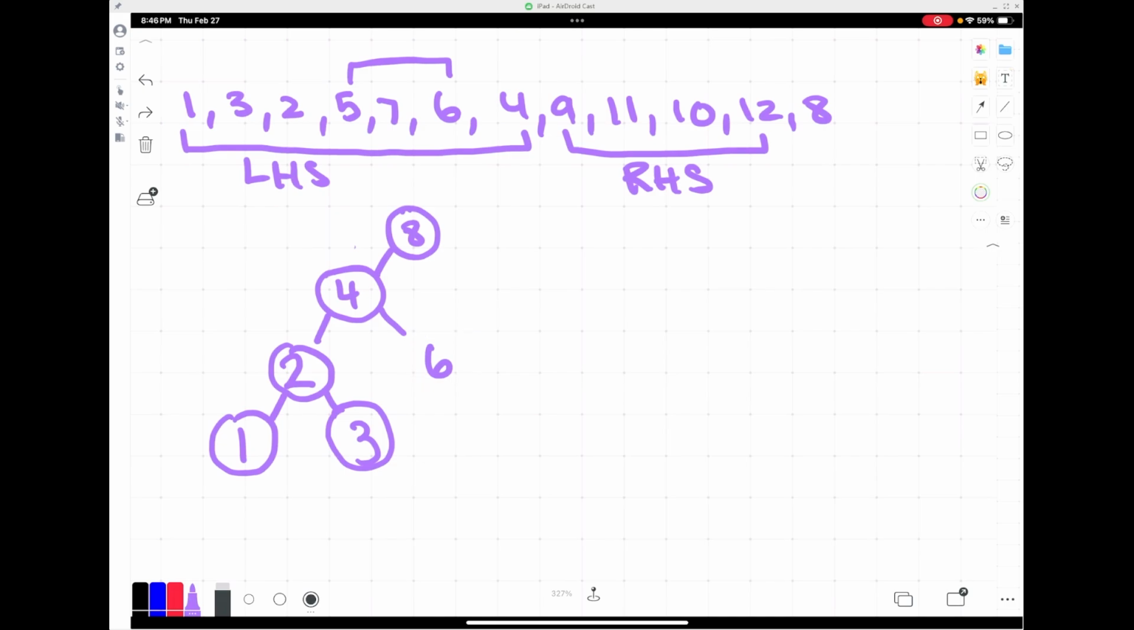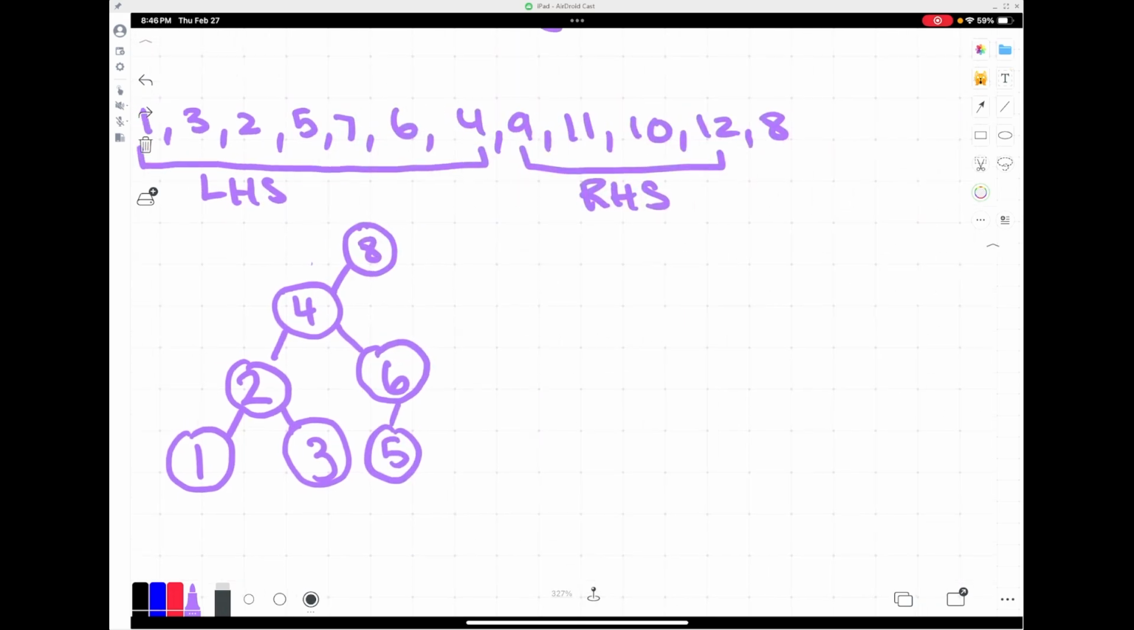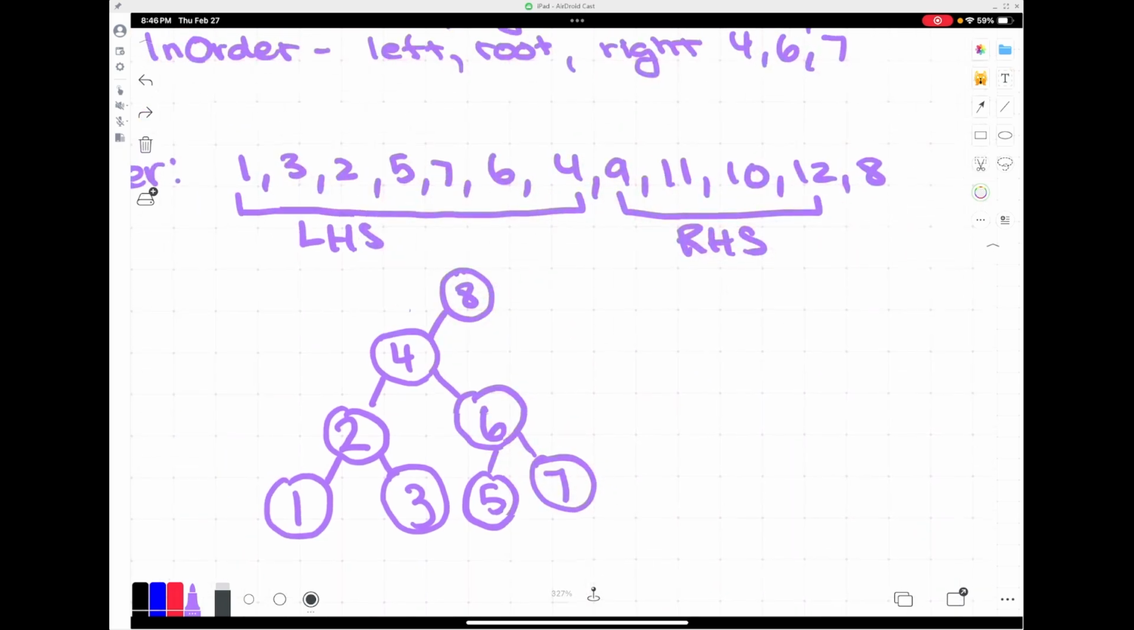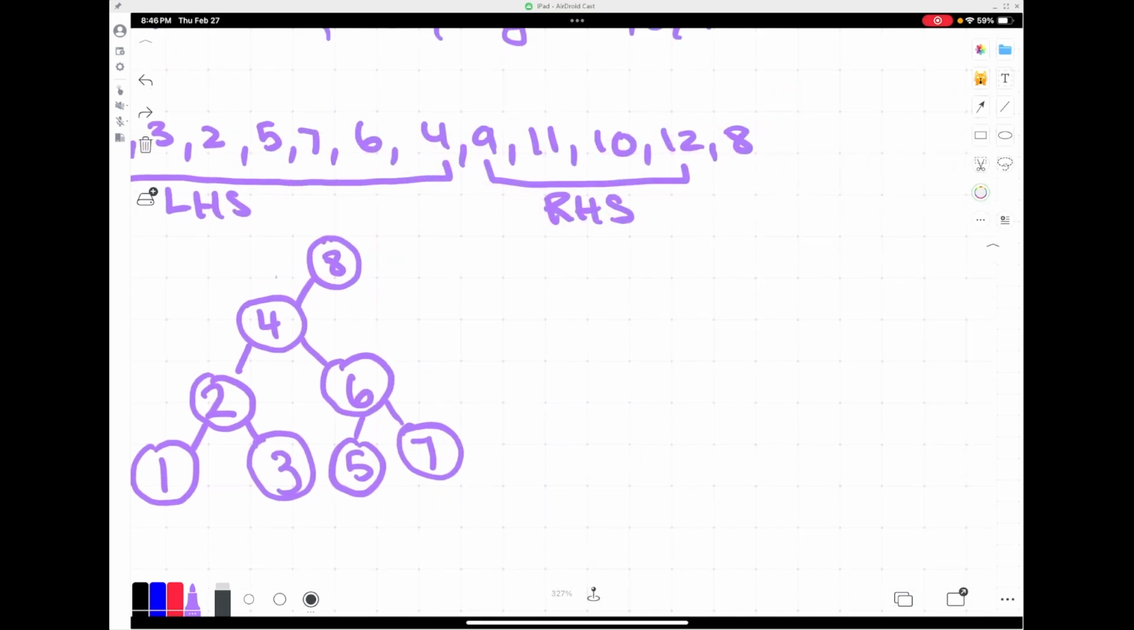And so what's less than 6? Just 5. The 7 is not. And then we have the 7, and we just put the 7 here. So it looks like we finished everything on the left hand side, and now we can work on the right hand side.